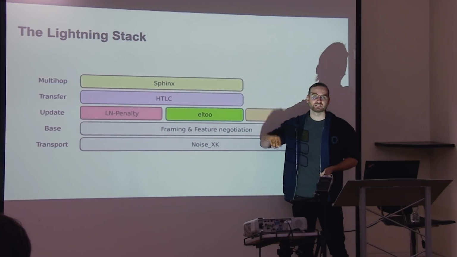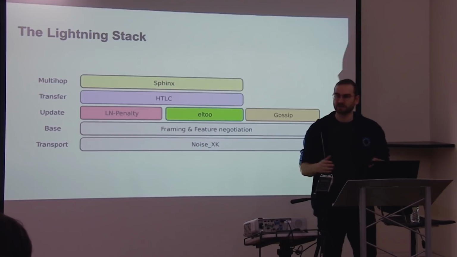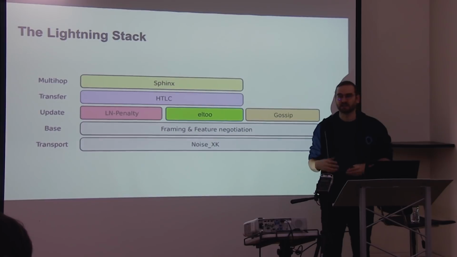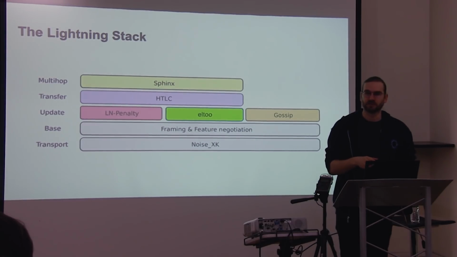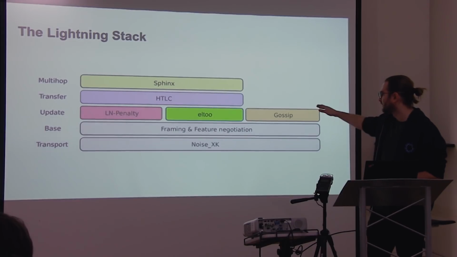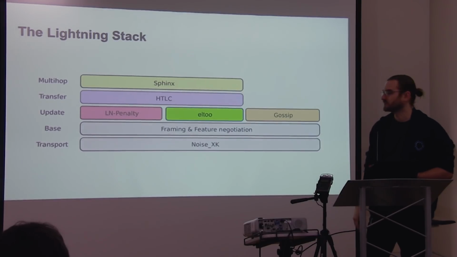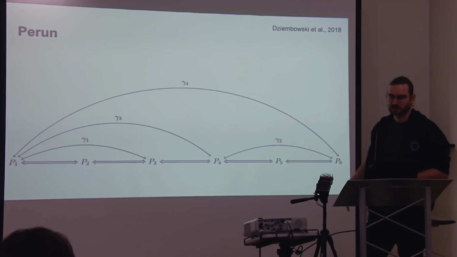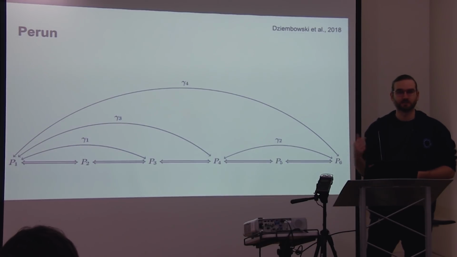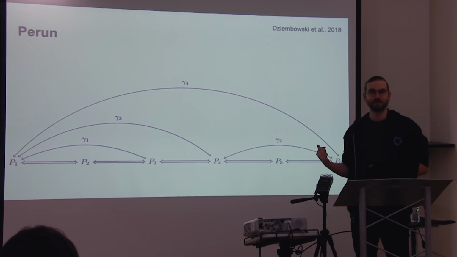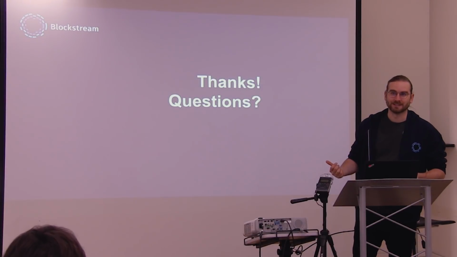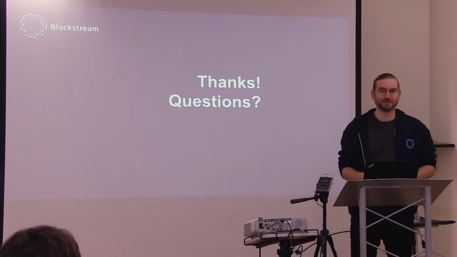We have the Sphinx layer, which obfuscates which path we're taking through the network. We have a gossip layer that basically exchanges information: how can I go from point A to point B in the network? And there's a whole lot of transport layer encryption and feature negotiation and so on and so forth. I also had channel factories, a cool topic. Perun, we've talked about this before. It's one of the things that I'd like to backport from the Ethereum folks because it's rather nice. And that's it. I'm out of time, but I'm around the whole week.